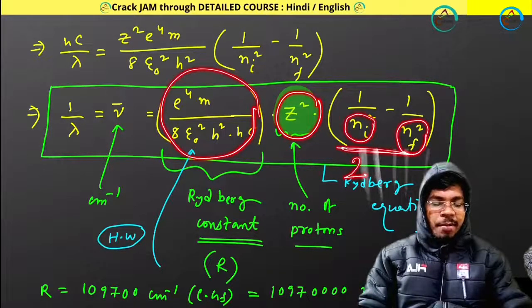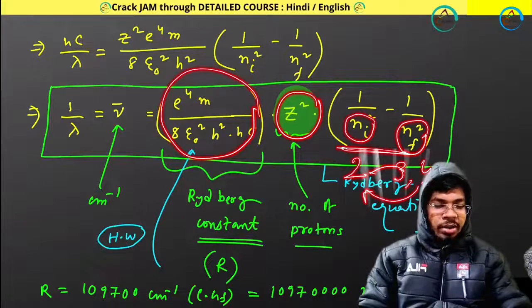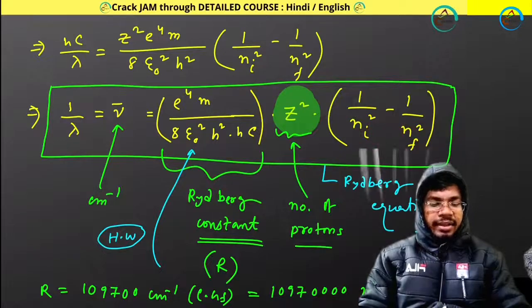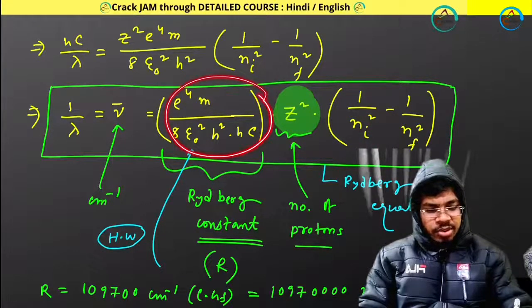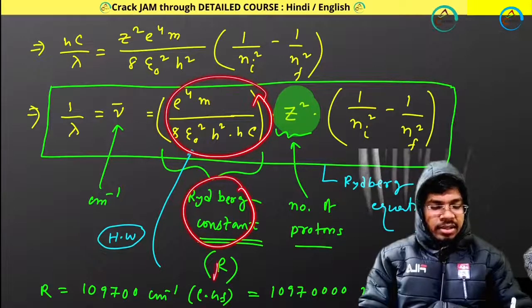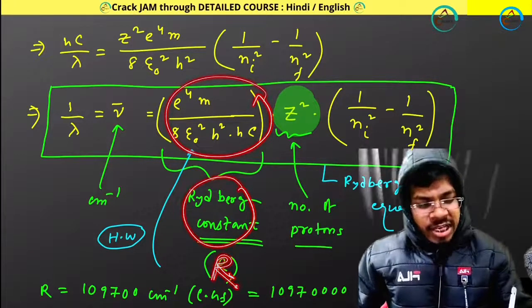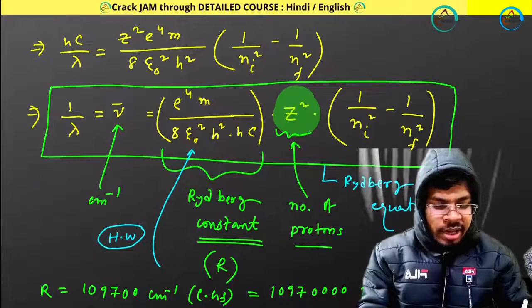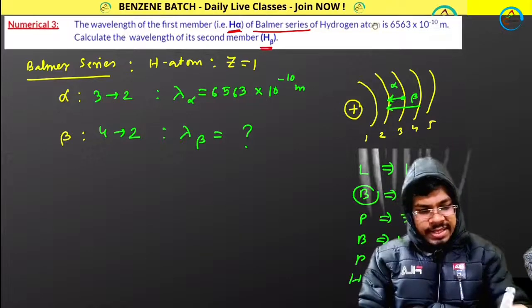Nf will be, for the alpha line, 3, and for the beta line, 4. Yes, because from 3 to 2, 4 to 2, higher to lower. So I told you higher will be Nf, lower will be Ni, right? Now this term is called the Rydberg constant. I told you that is R. So I am writing this expression directly by putting R over here, because the Rydberg constant is just a constant for every system. It won't change.